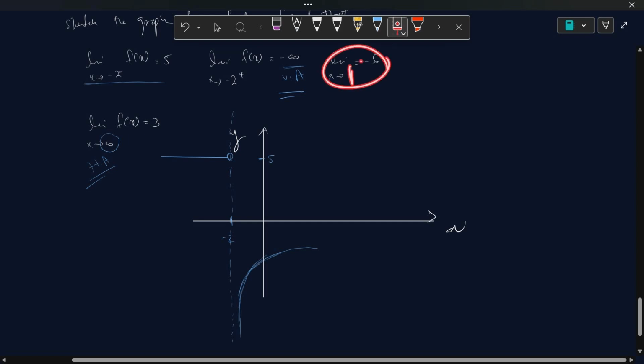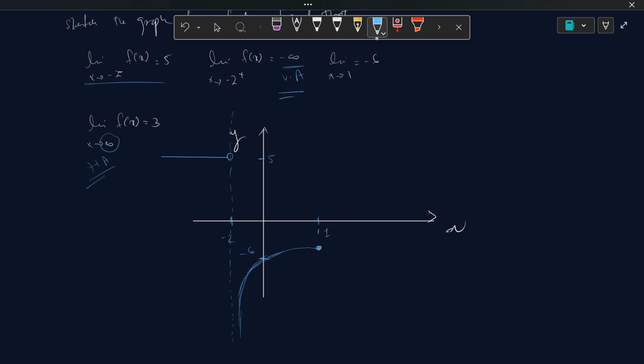This one says the limit as x approaches 1 is -6. That means from both directions. Let's say this value is 1, and this is -6. From the right side and from the left side, they both are going to approach this value. Let's say it goes like this. So the values from both sides of 1 are going toward -6, because the limit from both directions is -6.